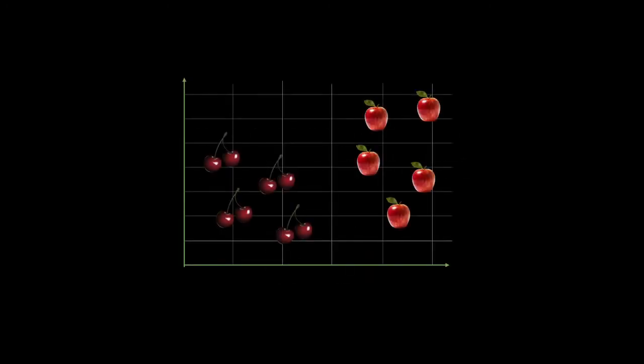Okay, so let's look at this example here on a grid. I've got cherries on one side, I've got apples on the other side. And with this, I have two different features that I can plot on my graph. I've got the joining stem, and I've got the size of the fruit. These are just two features that I've kind of randomly picked here.